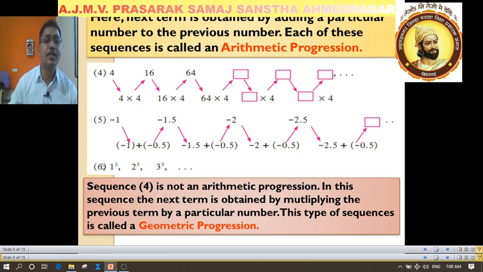Now the sixth sequence, 1 cube, 2 cube, 3 cube, 4 cube. See here, this is not an arithmetic progression and not a geometric progression. This is called a harmonic progression. So see here, arithmetic progression, geometric progression, and harmonic progression. These are the types of progressions. Out of these three progressions, in this chapter we have studied only arithmetic progression.